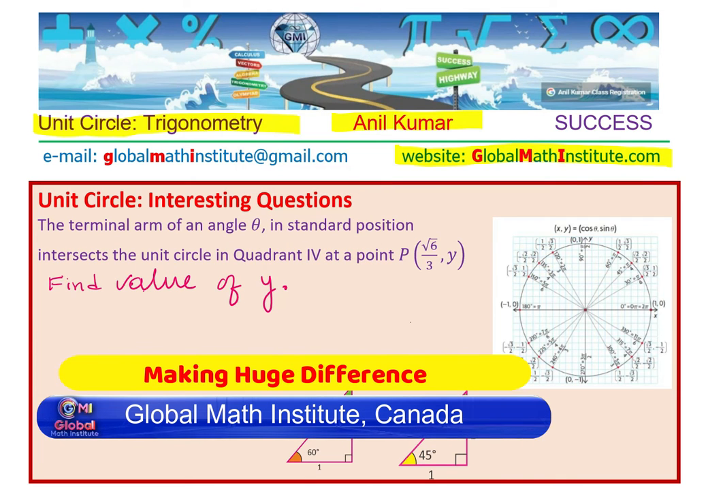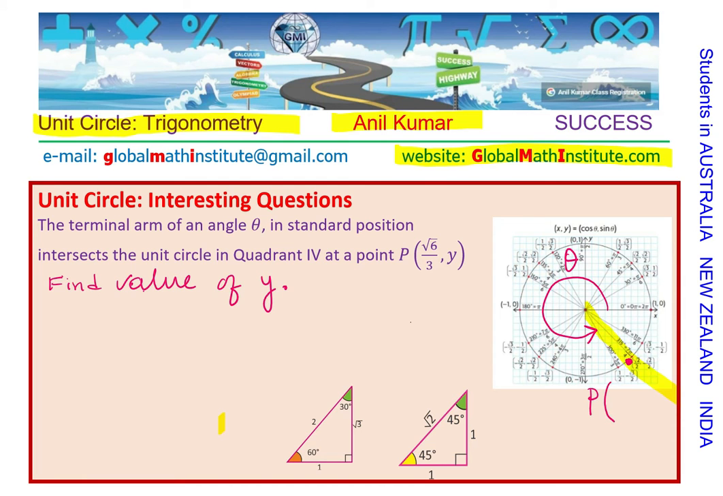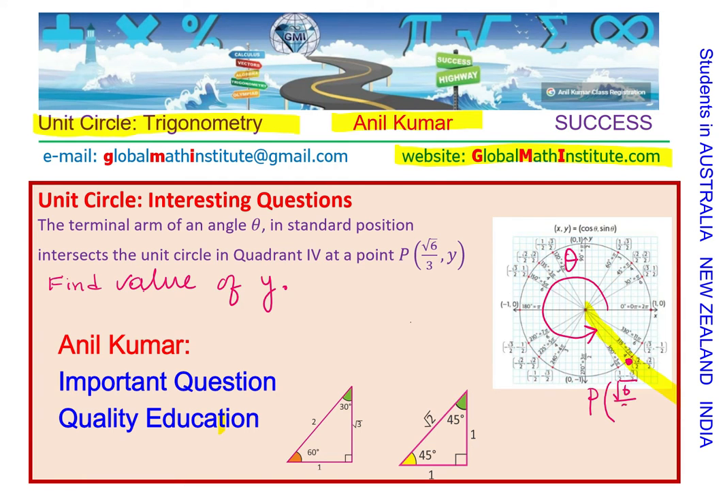Now, when we say that the terminal arm making an angle theta in standard position intersects unit circle in quadrant 4, that means somewhere here, right? We don't know exactly, but we know that this angle here is theta. And let's say the point is somewhere there. This is point P for us, where we are given the x value, square root 6 over 3, and we need to find the y value. So I hope the question is absolutely clear. Perfect. How do we figure this out?